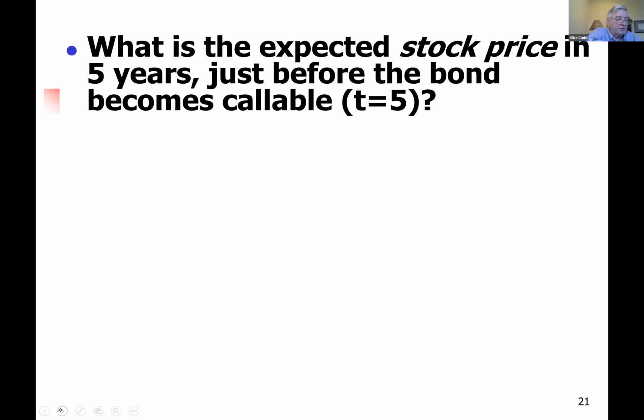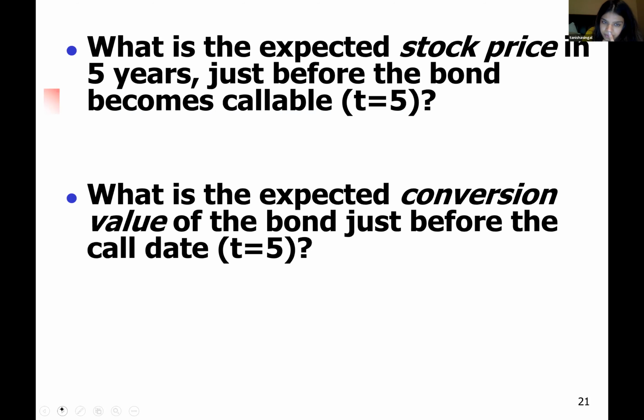Sorry about all the paper flipping and pauses. What would the stock price be? What would the converted value of the shares be per bond? And we're also going to look again at the cash flows from Blake's viewpoint.